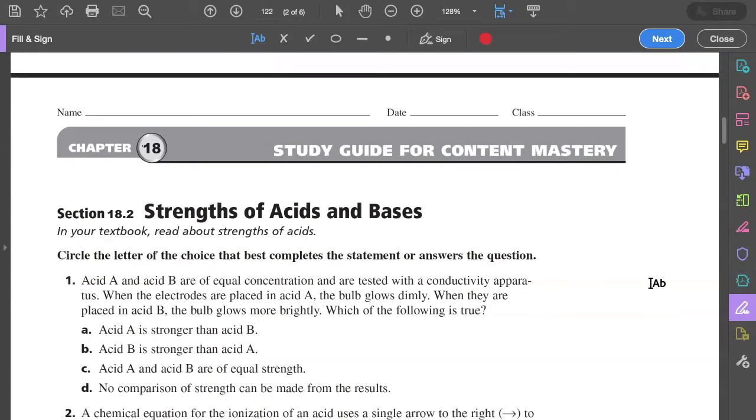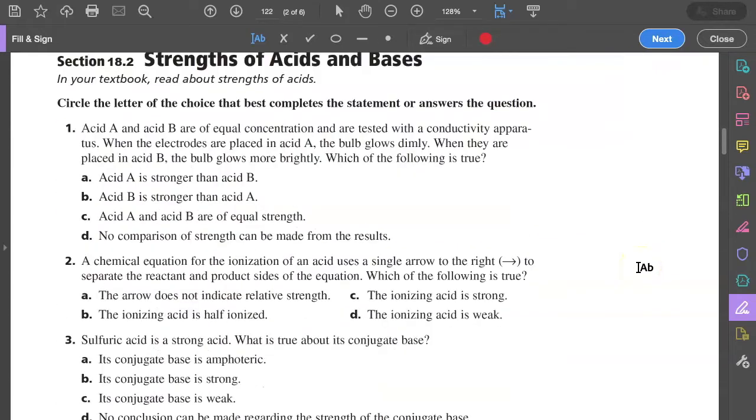All right, page 2. This is along the lines of the strengths of acids and bases, so we're circling the best statement that answers the question. Acid A and acid B are of equal concentration and are tested with a conductivity apparatus, sort of like what I did in the video. When the electrodes are placed in acid A, the bulb glows dimly. When they are placed in acid B, the bulb glows more brightly. Which of the following is true?